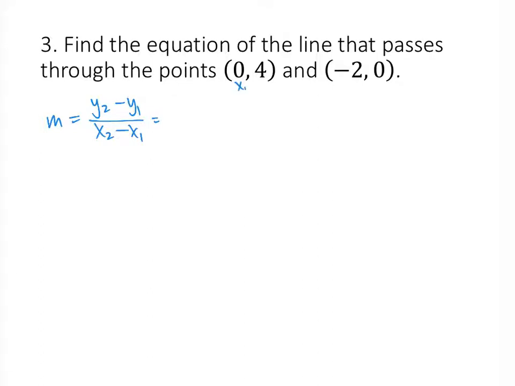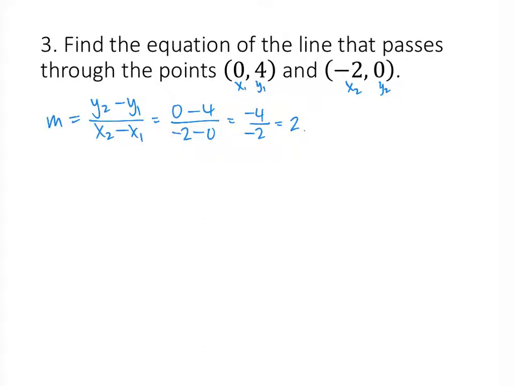Again, I'll call my first point x1, y1, and my second point x2, y2. So y2 is 0, y1 is 4, x2 is -2, and x1 is 0. So that's -4 divided by -2, that's 2.